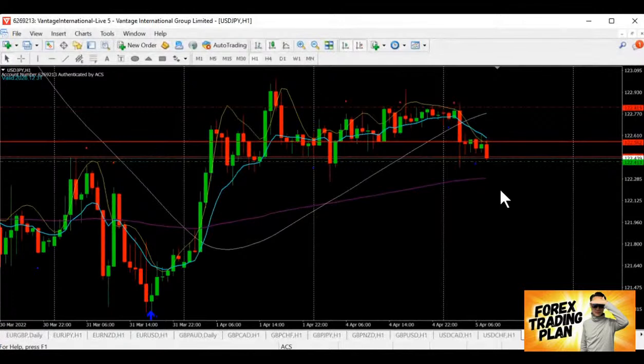I guess this support is very important. Once you can break it, and if the candle can go below the purple line, we have good space to sell. So be patient for dollar yen, because dollar yen will go a bit slower when it comes to this stage. Next, let's go to Bitcoin.